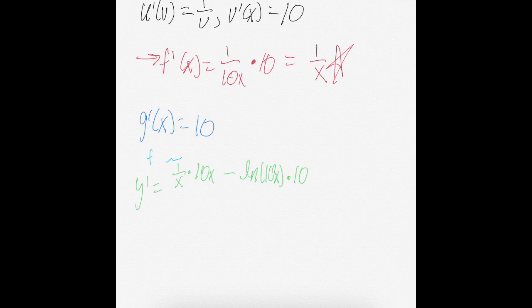Okay, so let me label this for you. So this 1 over x, wait a minute. Oh yeah, that was f prime. F prime of x. 10x, this is just g of x. ln of 10x is f of x.